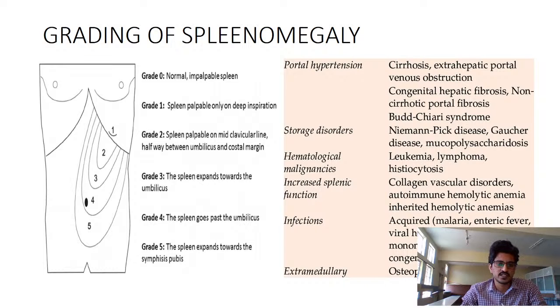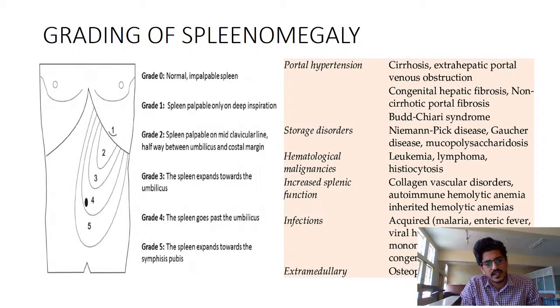And grade 2 is spleen palpable on mid clavicular line halfway between the umbilicus and costal margin. So in the mid clavicular line, halfway between the umbilicus and the costal margin, that is grade 2. And grade 3 is the spleen expanding towards the umbilicus and not reaching the umbilicus. Grade 4 is the spleen goes past the umbilicus, okay. And grade 5 is spleen expanding towards the symphysis pubis or right iliac fossa.